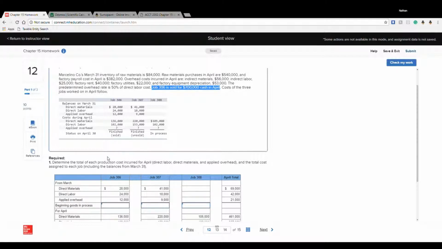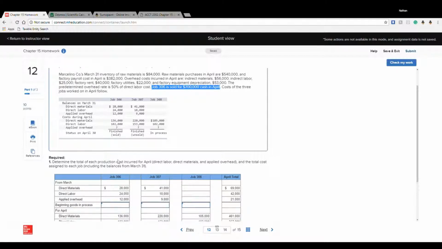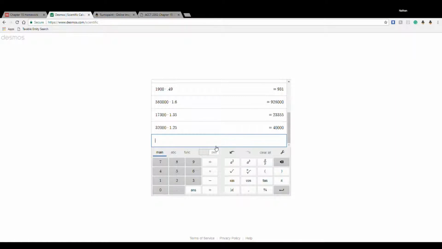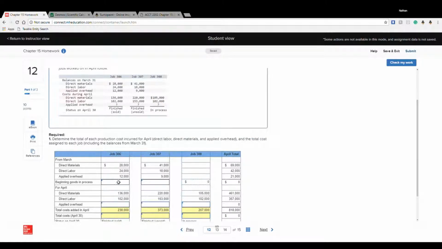Alright. So, first thing we got to do is fill in the beginning goods in process. We have 3 scenarios right here. 2 of these started in March, 1 hasn't. The one that hasn't is easy. It's a 0. But we must add these up. So 28,000, 24,000, 12,000. We should have 64,000.